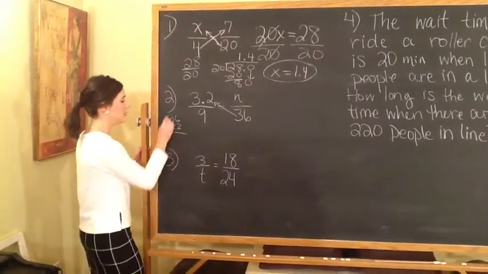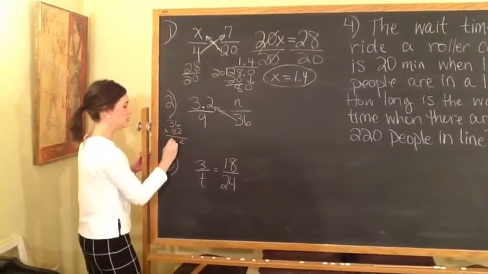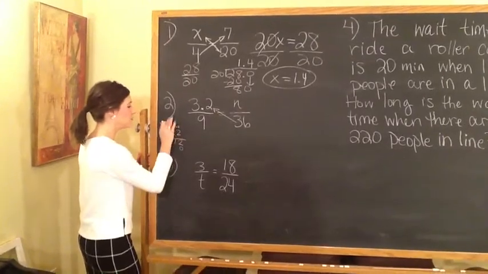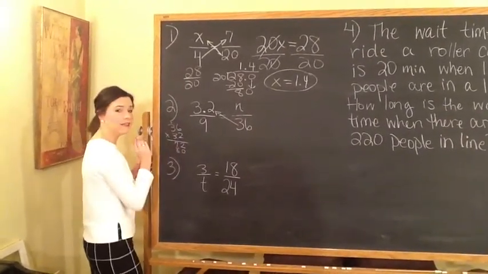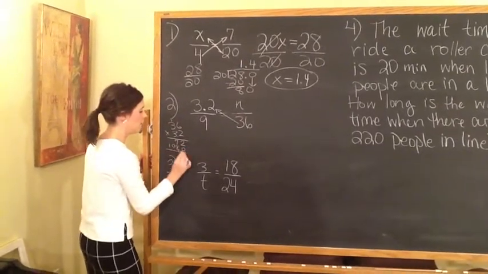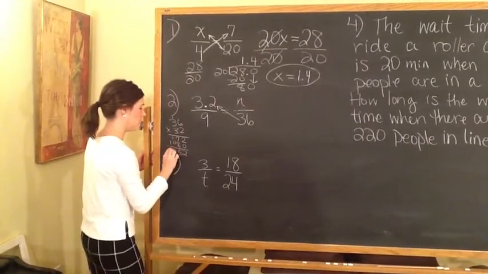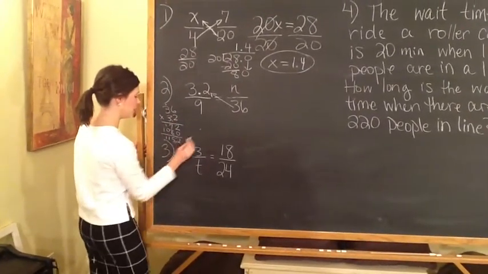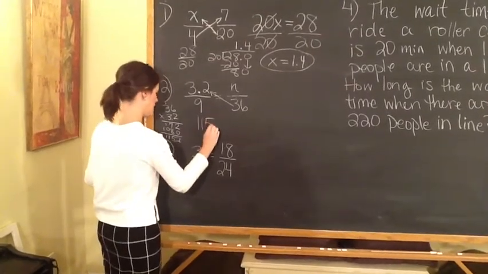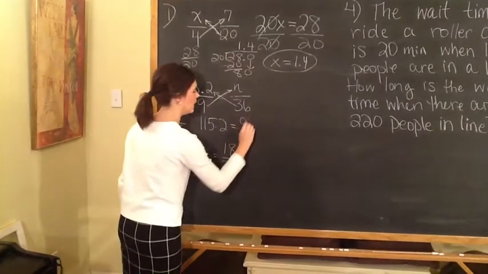So 2 times 6 gives you 12. And then 2 times 3 gives you 6, plus 1 gives you 7. You have 0. We have 3 times 6 gives you 18. 3 times 3 gives you 9, plus 1 gives you 10. So we have 1152. That means we need to put our decimal place in here. So we have 115.2 equals 9 times n, or 9n.